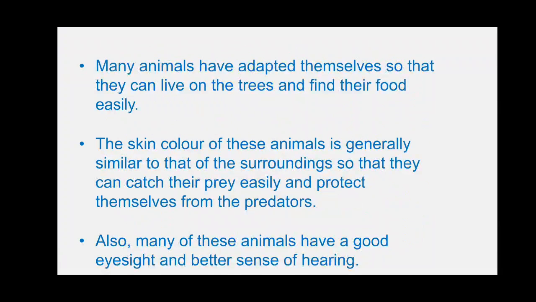So here it's a place for a wide variety of biodiversity. Due to the large number of animals, the competition for food is also high. So most of the animals have different adaptations to get their food easily and also protect themselves from predators. Many animals have adapted themselves so that they can live on the trees and find their food easily. The skin color of these animals is generally similar to the surroundings so that they can catch their prey easily and protect themselves from predators. Also, many of the animals have good eyesight and a better sense of hearing.